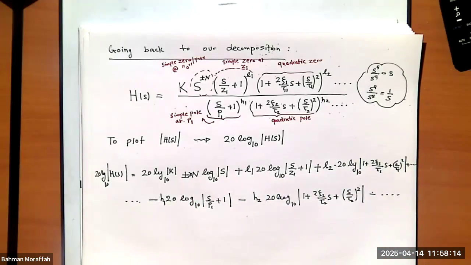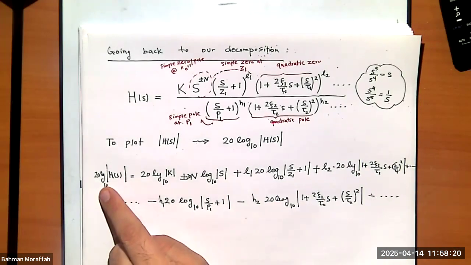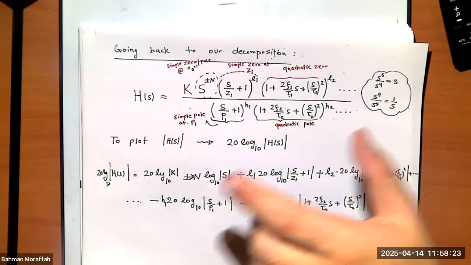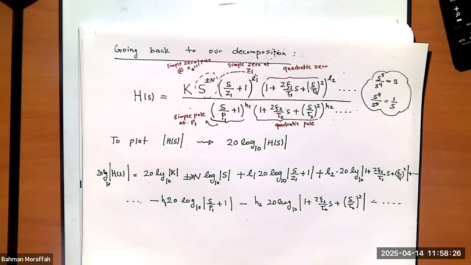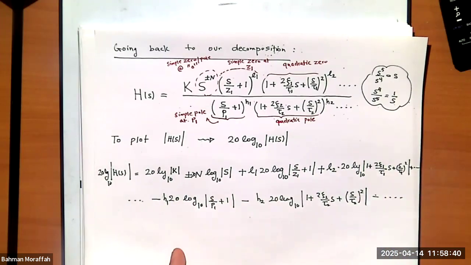If we're able to plot every single one of them individually, we know exactly what this 20 times log 10 of h of s is. But we can add them all together. It's going to be added on top of each other. So the question is, how can I plot these? If I want to plot every single term, if I know how to plot a constant, which I know, if I know how to plot a simple pole, simple zero, quadratic pole, and quadratic zero, I'm done.